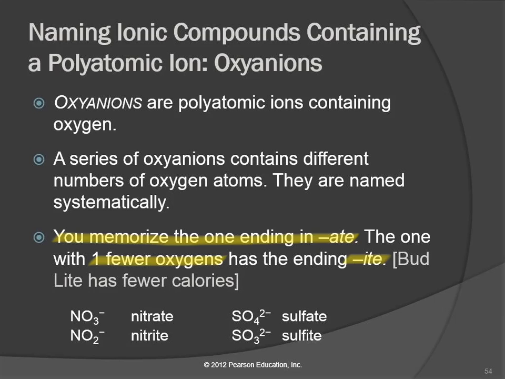Okay, what's the difference between Bud and Bud Light? Bud Light has a third fewer calories. We've all seen the commercials, right? Nitrite is like the light version of nitrate. It's got fewer oxygens. One fewer oxygen. So here's nitrate. Nitrite is the light version, one less. Here's sulfate, has 4 oxygens. Sulfite is the light version. Okay, so you memorize the 8, and you remember that the ite is the light version.